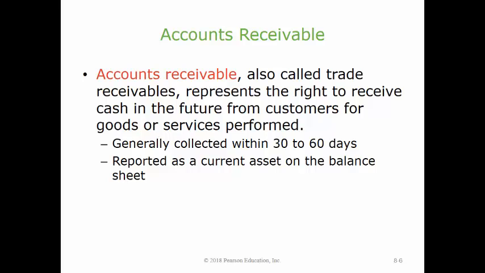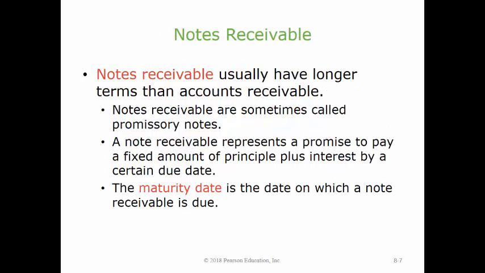Accounts receivable are sometimes referred to as trade receivables. An accounts receivable is the right to receive cash in the future from customers for goods sold or for services performed. Accounts receivable are treated as current assets and are usually collected within 30 to 60 days of the billing date. Notes receivable arise when a company loans money to its customers or another individual or business.